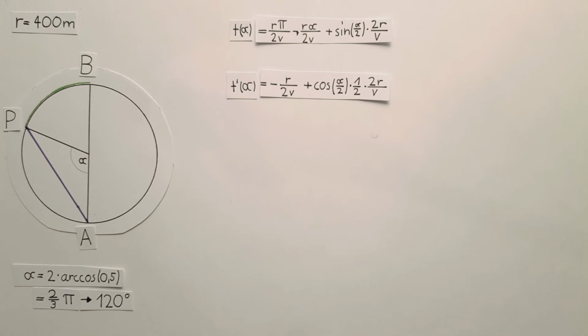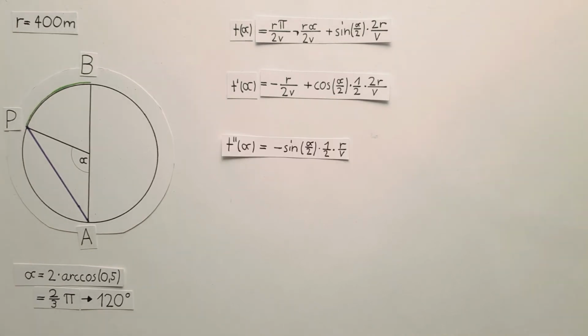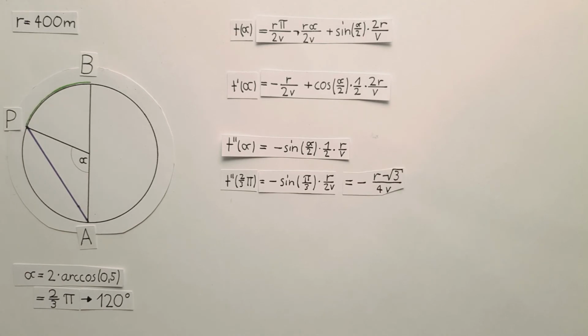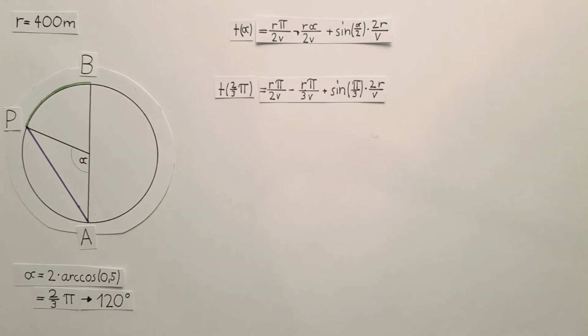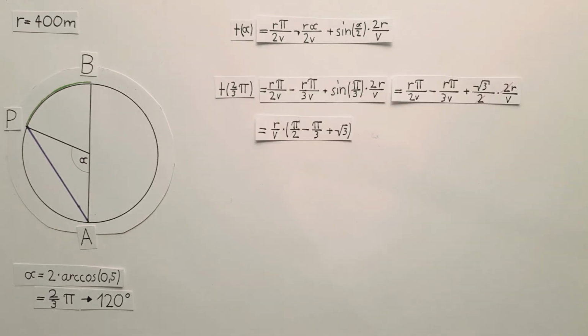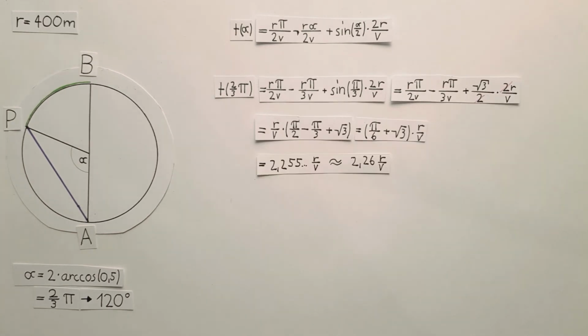Next we do the test with which we would have found out that it is a maximum. For this we take the double derivative and insert alpha, so 2/3 pi. This gives a negative result and therefore, as expected, a maximum. The emoji as a mnemonic. Finally, we calculate the time at the maximum. We get about 2.26 r divided by v, and as expected, the longest time.